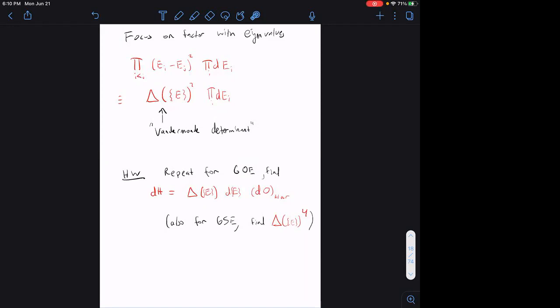I'm saying this because it's actually important that the Vandermonde shows up in this measure in all these different symmetry classes. The Vandermonde is the important thing. The specific power the Vandermonde shows up to is the main difference in the statistics of the eigenvalues for these different symmetry classes.